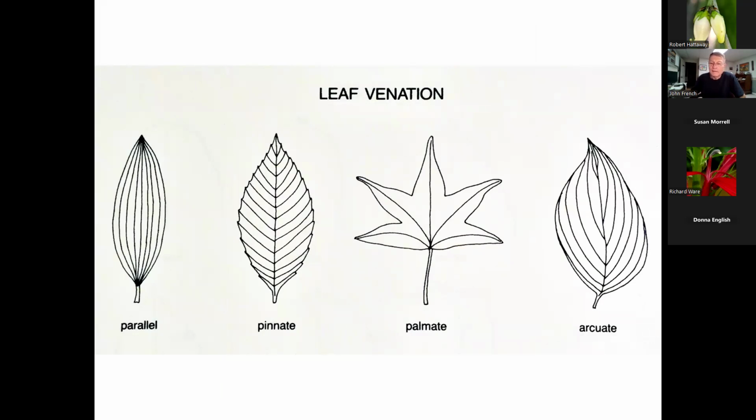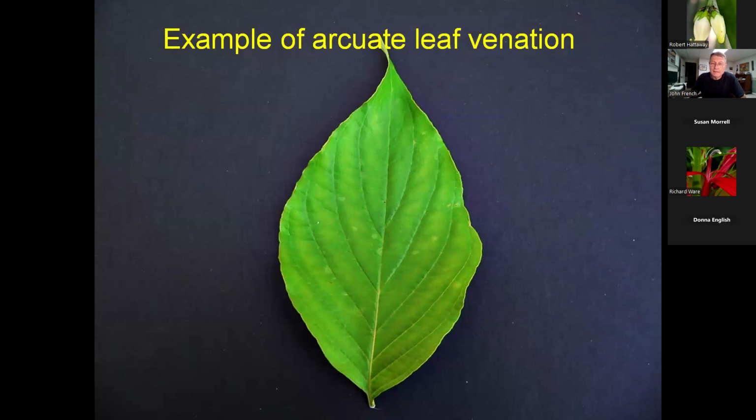I think I included an example of arcuate here. Dogwood. Anybody know what that is? So yeah, that's a good example, but that's a dogwood right there.